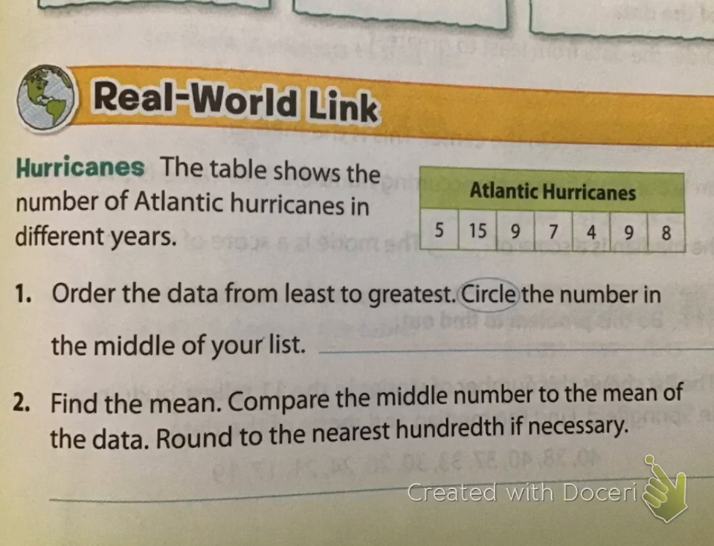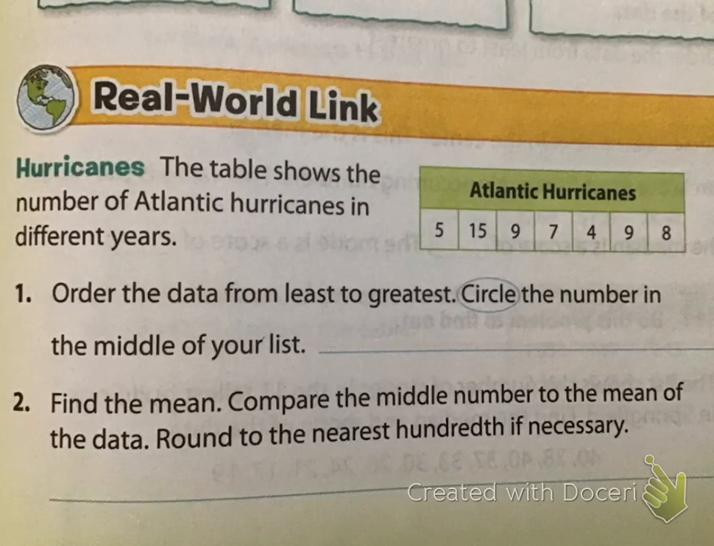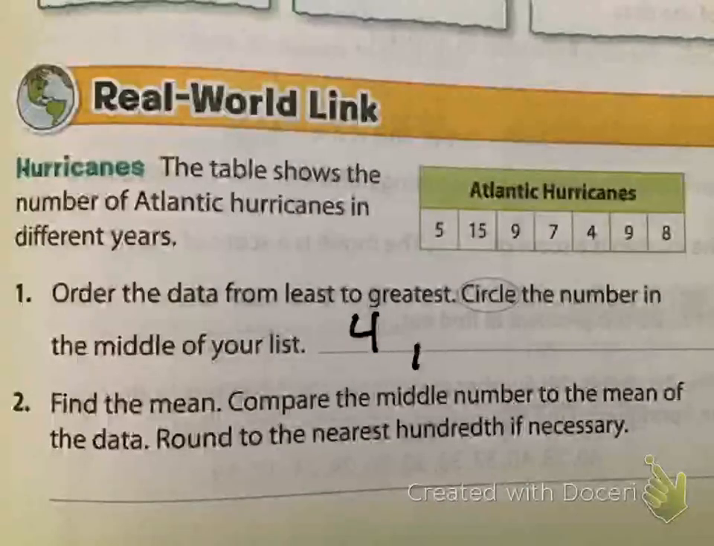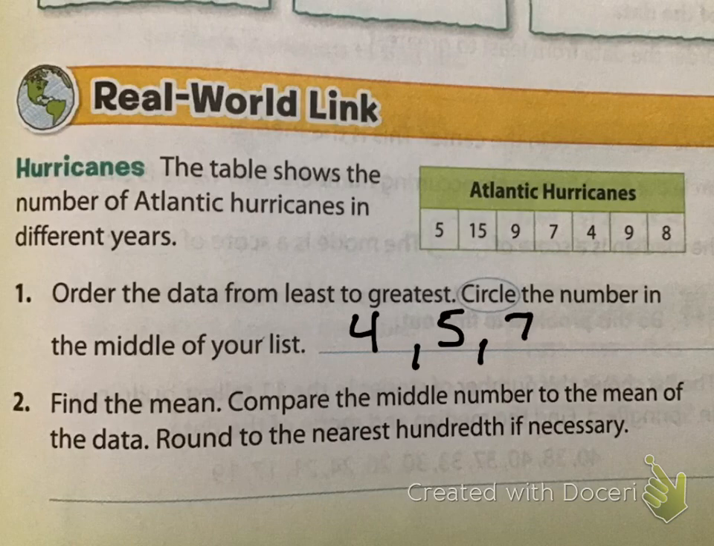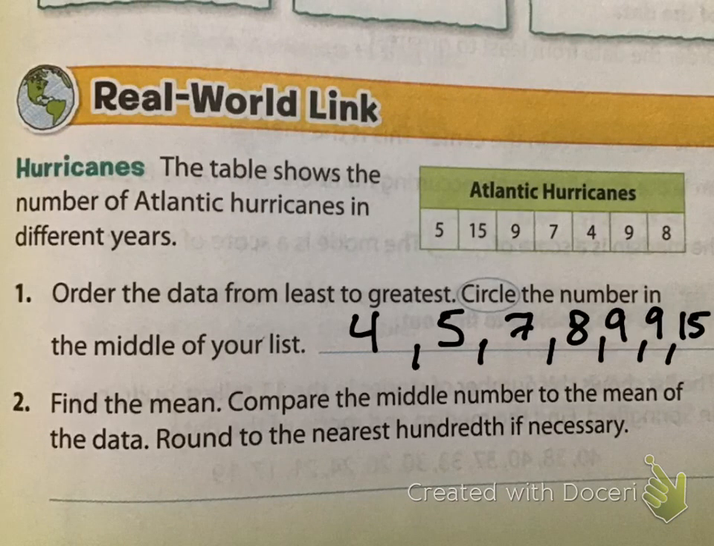So if we're doing this, this is the real world link that we're doing. It's the warm-up. Order the data from least to greatest and circle the number in the middle of your list. We're just going to do this together because if you can't count and order from least to greatest, then I can't help you. So if we organize this from least to greatest, it goes 4, 5, 7, 8, 9, 9, 15. So those are our numbers. All I did was reorganize it.